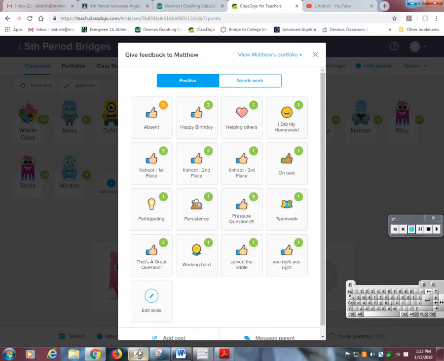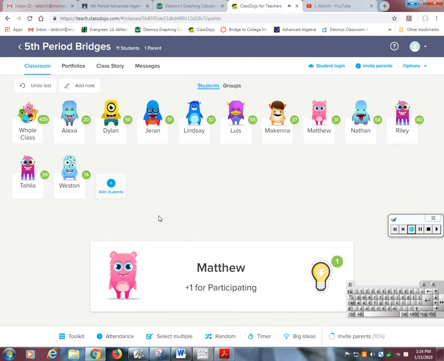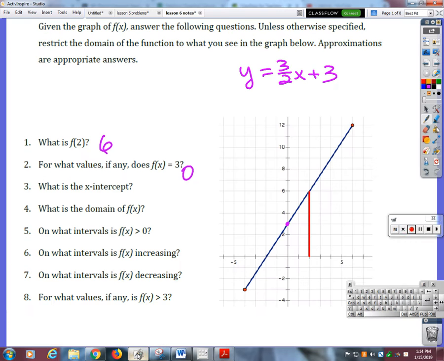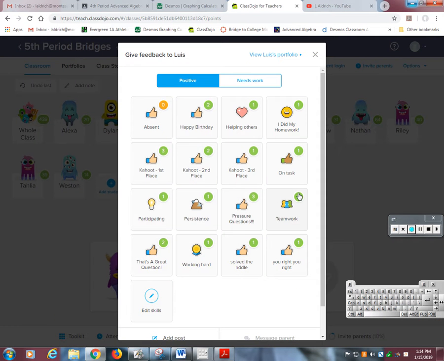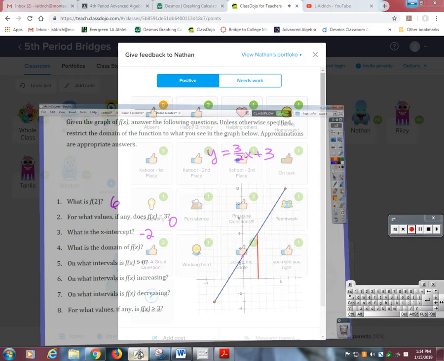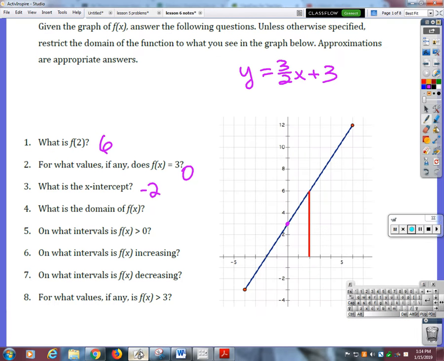Okay, next thing, what is the x-intercept? That should be fairly simple. Luis? What's the x-intercept? -2, yep, just where it crosses the x-axis. Okay, what is the domain? We've talked about that quite a bit. That's all of the possible x values. Nathan, what's the lowest x value? And the highest? Good. And since they have closed dots at both of those, I'm going to use square brackets.